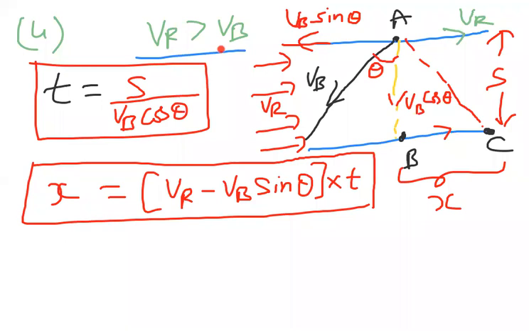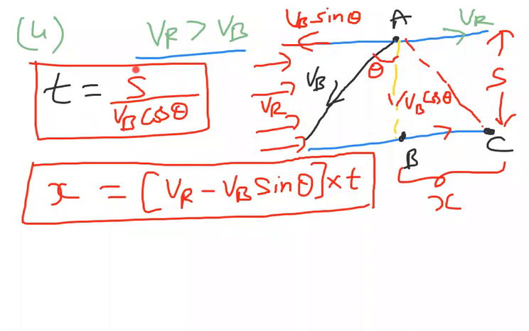Observe here. VR is greater than VB. VR greater than VB means, obviously, VR will be greater than the VB component. VB sin theta is the VB component. So VR also will be greater than VB sin theta. Both are in opposite directions, so I can write VR minus VB sin theta. So X is equal to VR minus VB sin theta into time.